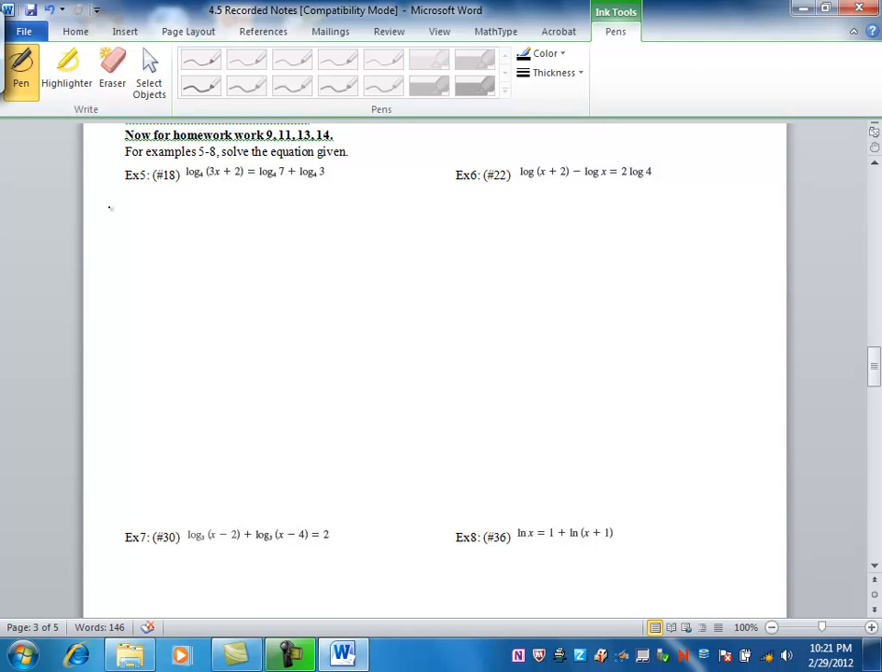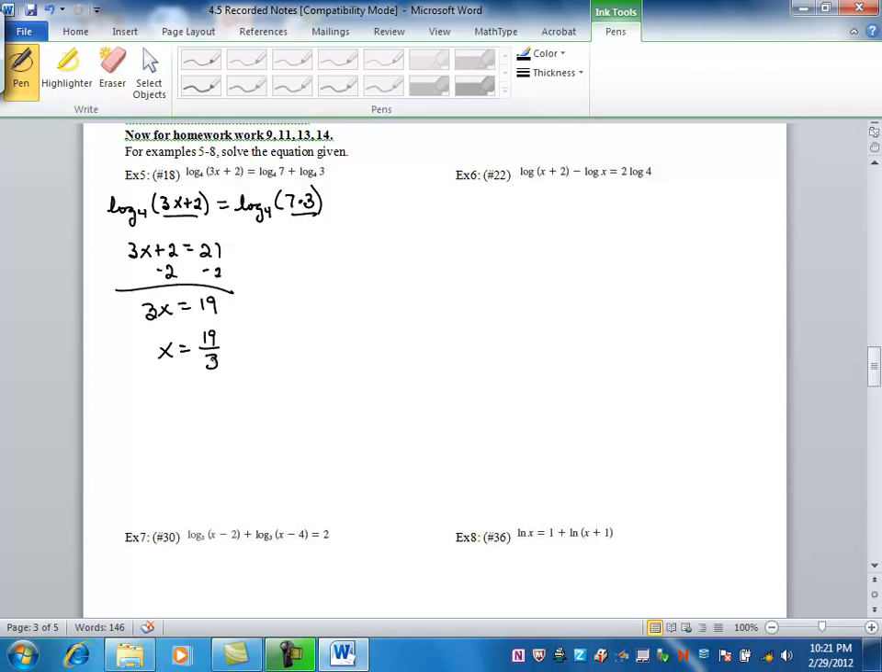So we've got log base 4 of 3x plus 2, and this is going to equal log base 4 of 7 times 3. And so we learned back in one of our prior lessons that if our bases are the same, our arguments have to be the same. Subtracting 2 from both sides, 3x equals 19, and x equals 19 over 3.